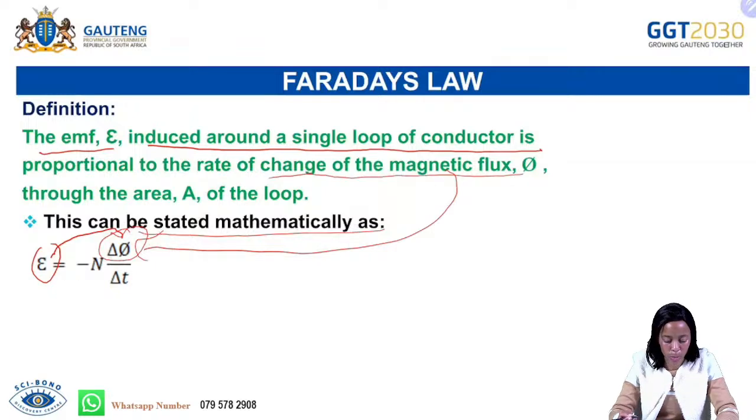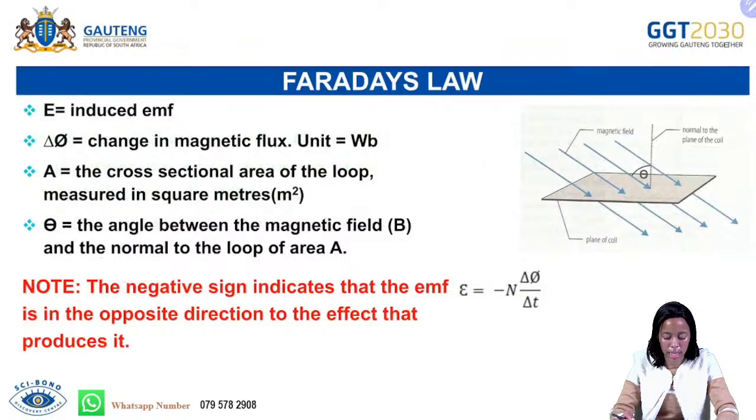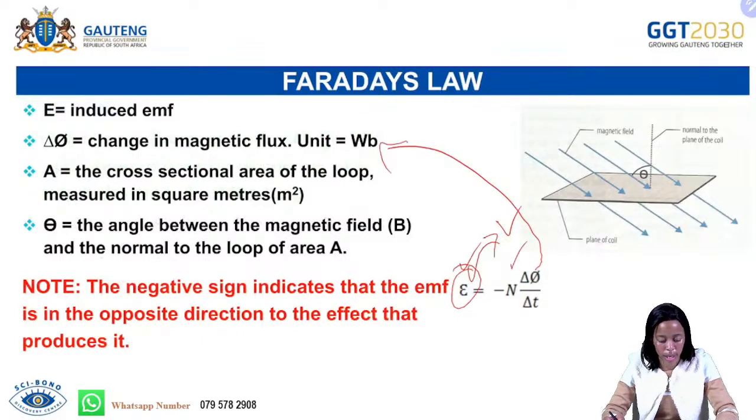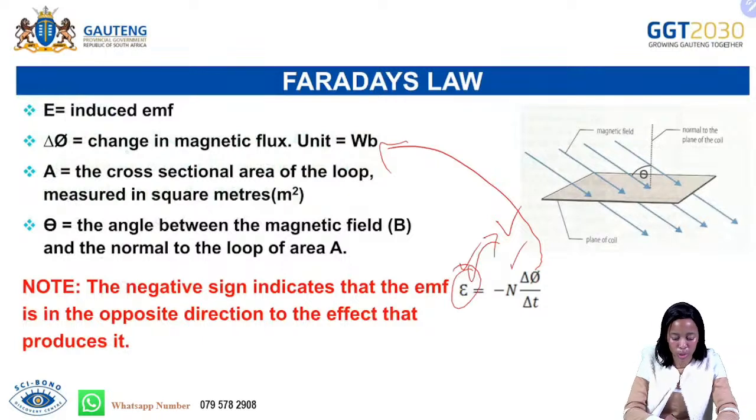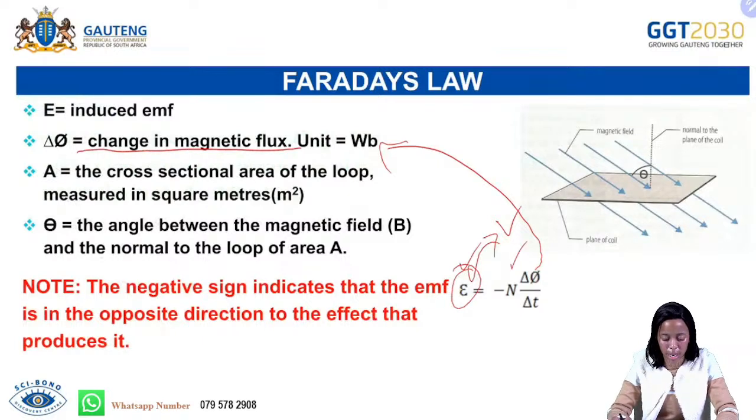So with the formula, E represents the EMF that is induced, measured in volts. N is the number of turns, or the number of coils that we have. The change in phi represents the change in the magnetic flux, measured in Weber. Now we have the change in time, which is the time taken.